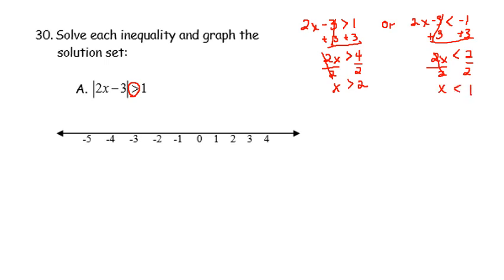So on our number line on 2, we put an open circle. And it says x is greater than 2, so we shade that way. And then on 1, we put an open circle, and it says it's less than. And we shade the opposite direction. So there is our graph for that one.